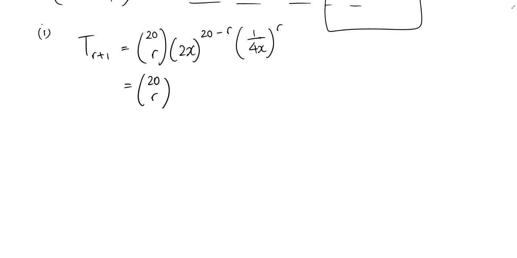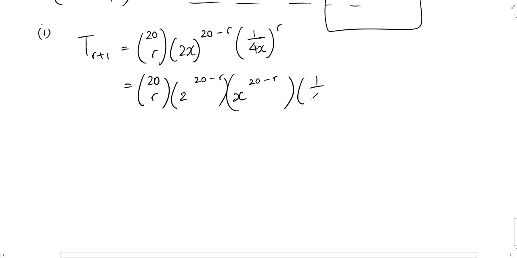Here, if I separate everything out, I make it really easy for you. Here I've got 2 to the power of 20 minus r, x to the power of 20 minus r. Agree so far? Then I've got 1 over 4 to the power of r, x to the power of negative r. Take some time to convince yourself this is correct. Is it correct? Yes. Who needs more time?